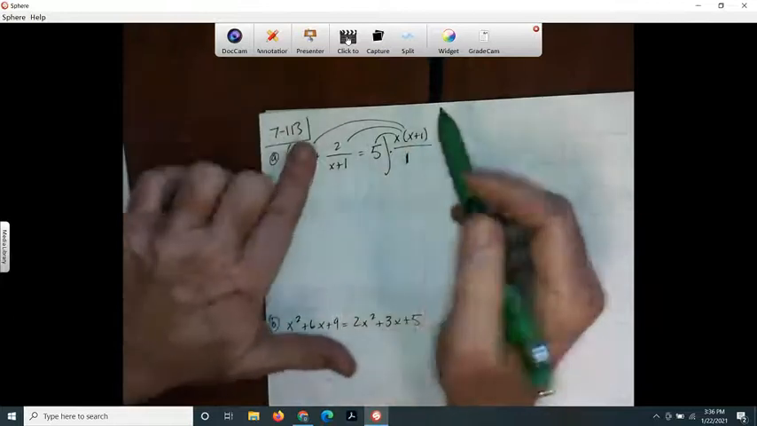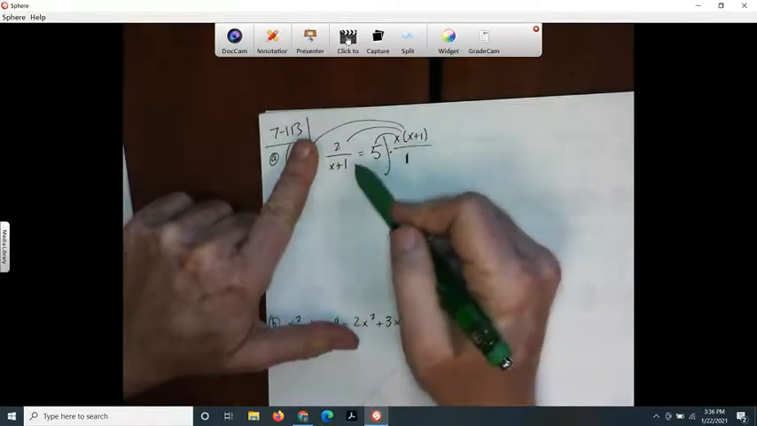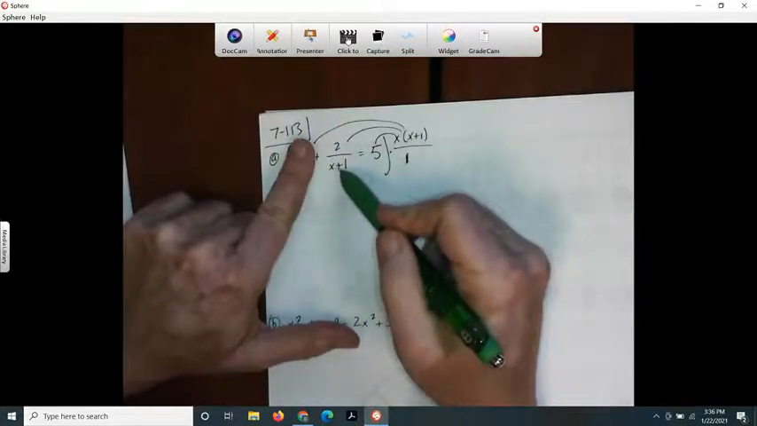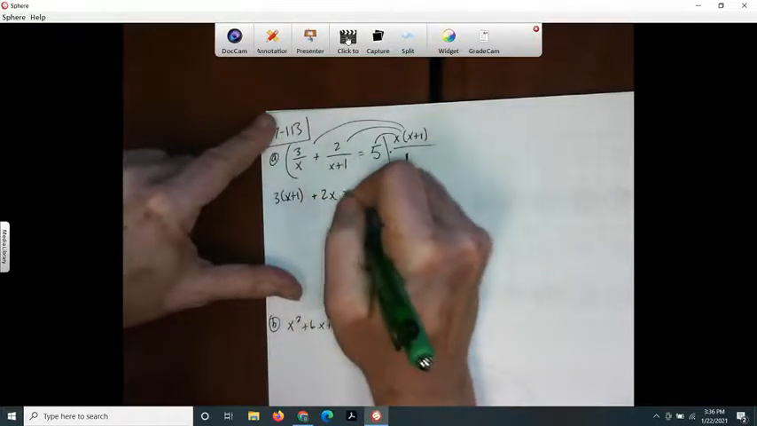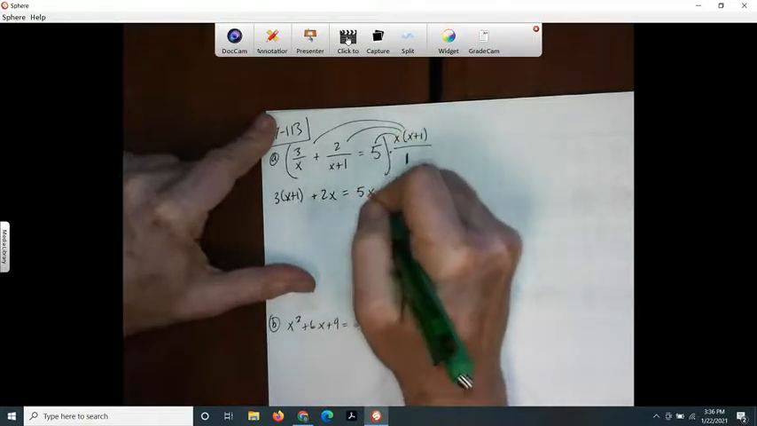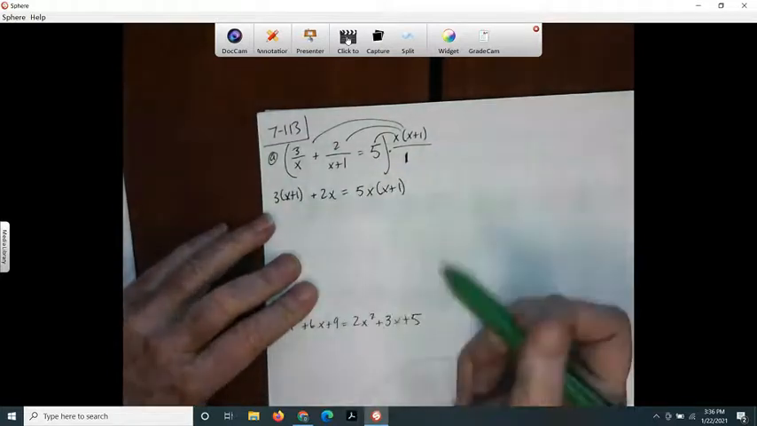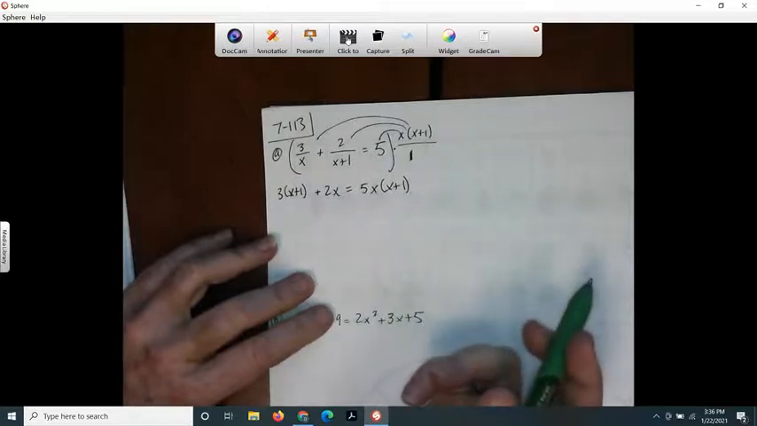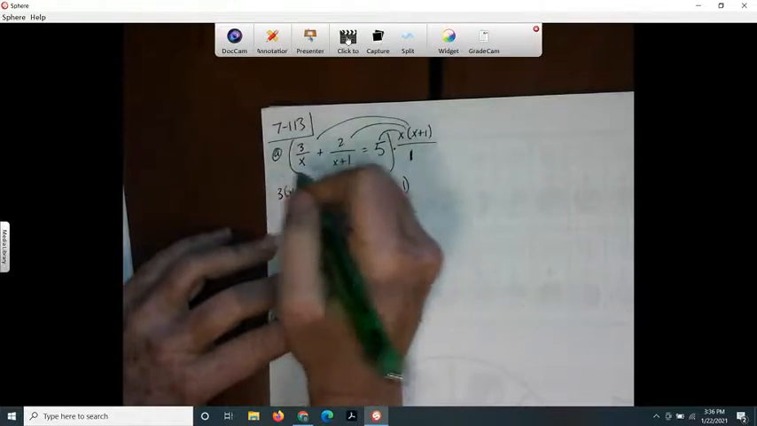And then when I multiply this second fraction by this, the x plus 1 part cancels out, and then I get 2x. And then when I multiply this one, well, this ends up just being 5 times x plus 1. So now we don't have any fractions. And then, it looks like maybe we'll end up having a quadratic or something to solve.